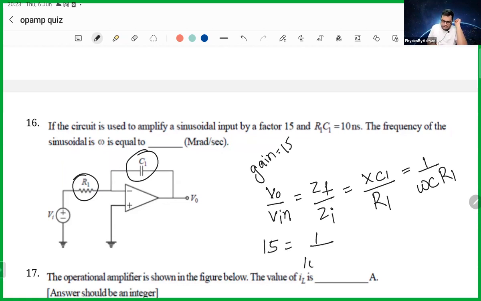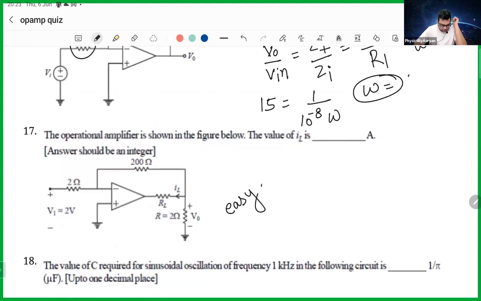So 10 to the power minus 8, and then there is omega. And omega can be written as, then you can find it, right? You can just do the maths. Rest of the maths you can do. So it comes out to something like 6.6 mega radians per second. So very simple problem. I don't think I will repeat this problem. You try this now.